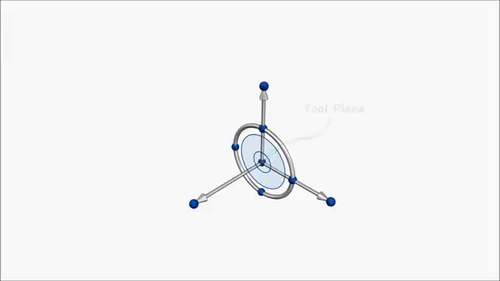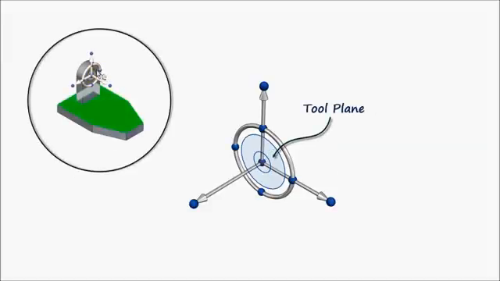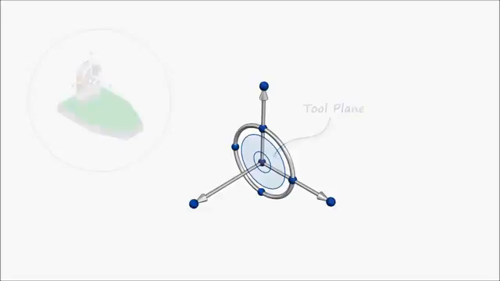The transparent blue circle in the center of the steering wheel is the tool plane. The tool plane can be used to reorient the steering wheel or to move selected geometry in a plane rather than a single direction.